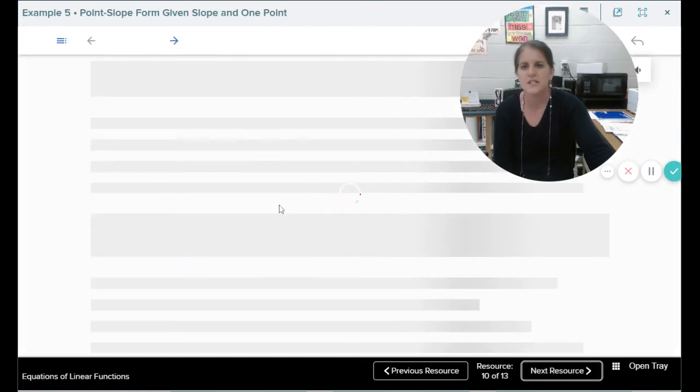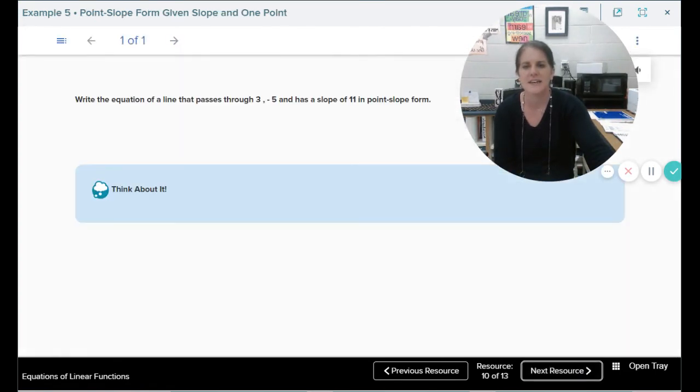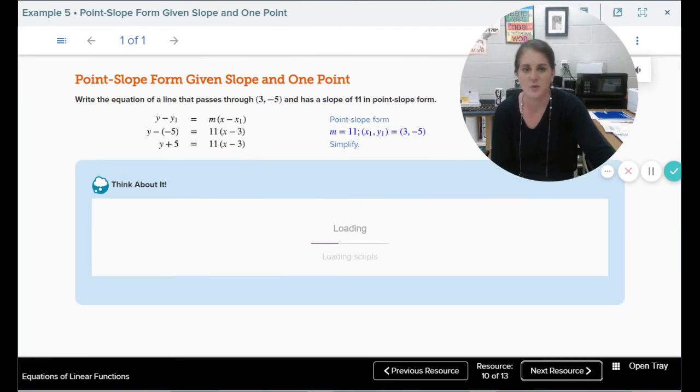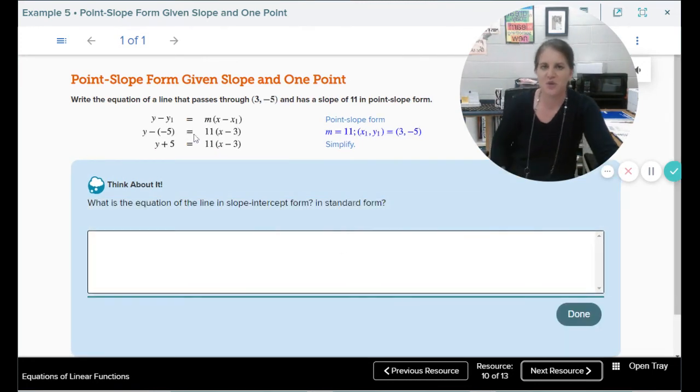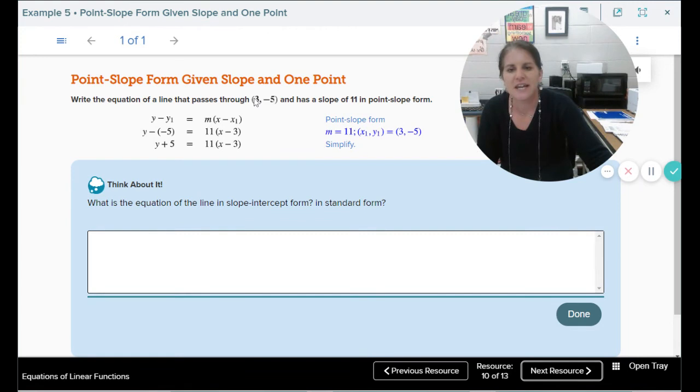Okay. Point slope form, given the slope and given a point. To me, this is so easy. And I'm sure to you, you'll feel the same way. So we take the line that passes through the point 3, negative 5. It has a slope of 11, and we're going to put it in point slope form. So this y coordinate is negative 5. Remember, it's y minus the y coordinate. So therefore, this minus and negative becomes a positive 5, just like what I was explaining in the previous slide.